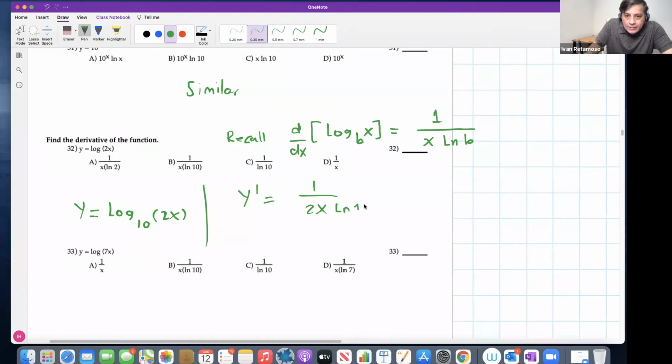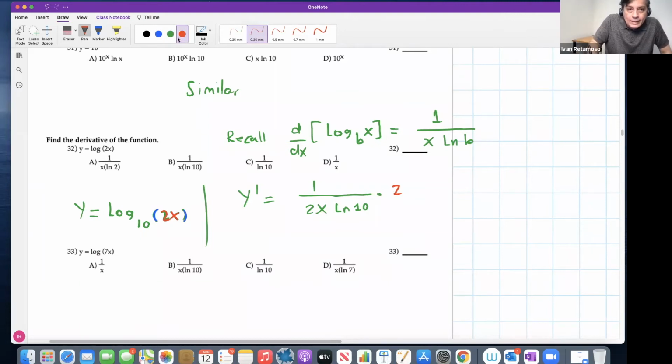How do you know, Professor, the base is 10? When the base is not written, it's understood that the base is 10, right? We know that agreement. All right, but now be careful there, guys. This is an outside function, and this is an inside function. So you are supposed to multiply that by the derivative of your inside function, the derivative of 2x, which is 2. Don't forget about that.